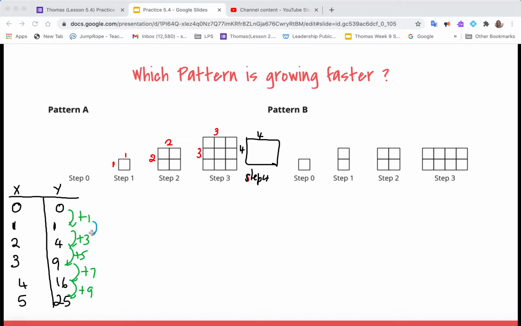So from 1 to 3, that's a plus 2. From 3 to 5, that's a plus 2. From 5 to 7, that's a plus 2. And from 7 to 9, that's a plus 2. So we're noticing that this is going to be representative of quadratic growth. So this is showing quadratic. Let's clean that up a little bit.